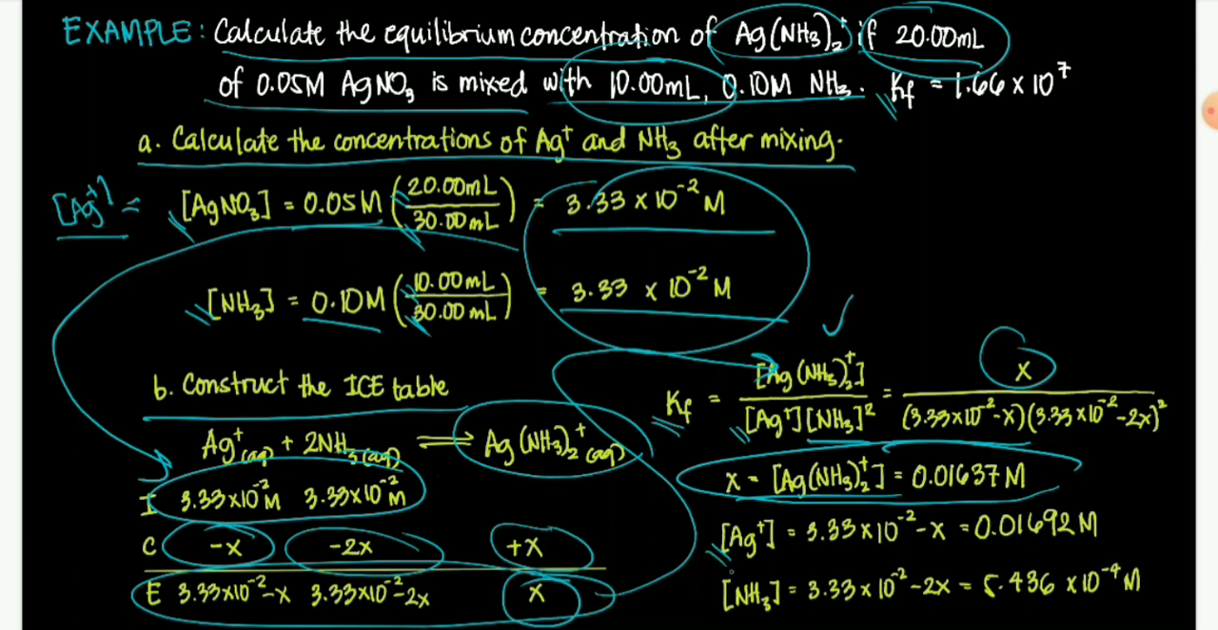Okay, so for the concentration of the silver plus, that's 3.33 times 10 to the negative 2 minus x, that's 0.01692 molar for the silver plus. For the ammonia, that's 3.33 times 10 to the negative 2 minus 2x based on the ICE table, we will get 5.436 times 10 to the negative 4 molar.